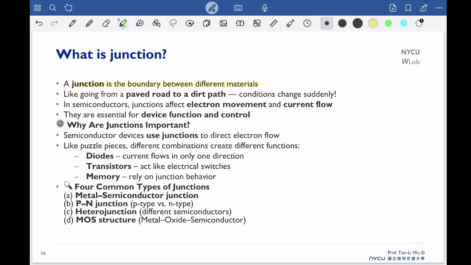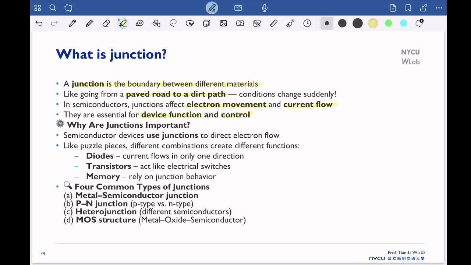Just like if you drive from a paved road onto a dirt path, you get a feeling in between the paved road and the dirt path. Exactly in the middle, you feel there's a slight difference. This also causes differences for the electrons. So that's why we need to study the junction. The junction will affect electron movement and current flow, and is also essential for device function and control.